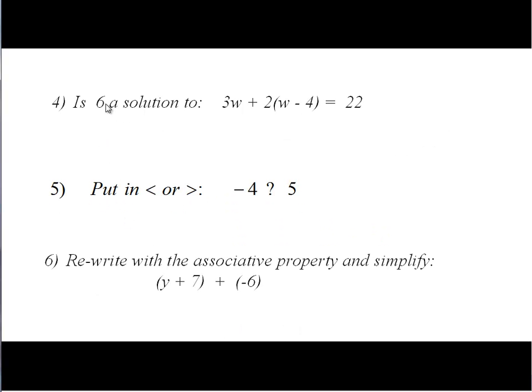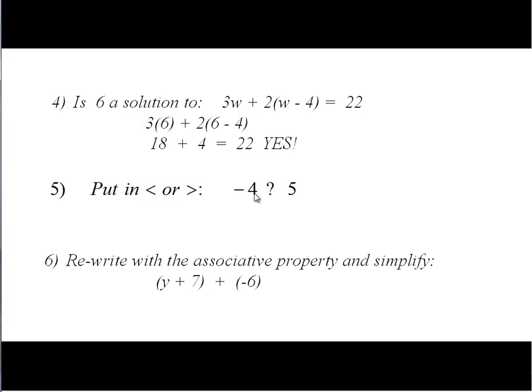Is 6 a solution? So take the number 6, put it where you see the w's. 3 times 6, 2 times 6 minus 4. So my w's turn into 6's. Okay, 3 times 6 is 18. And 6 minus 4 is 2 times 2 is 4. So it's 18 plus 4. That is 22. So yes, it is.